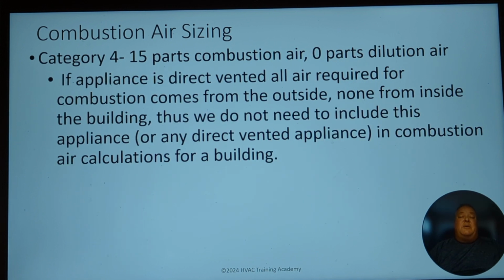Category 4 is going to be what we would call our traditional high efficiency with 15 parts of combustion air. We don't need dilution air. If the appliance is direct vented, as I noted a couple slides ago, you don't even have to figure it in, because any appliance that brings in all the air it requires through a dedicated piping system from the outdoors doesn't even figure into these calculations at all. If it's taking air from inside, we still have to calculate it as it is removing some of that air from indoors, and we need to size it accordingly in the proper table for combustion and ventilation air sizing.